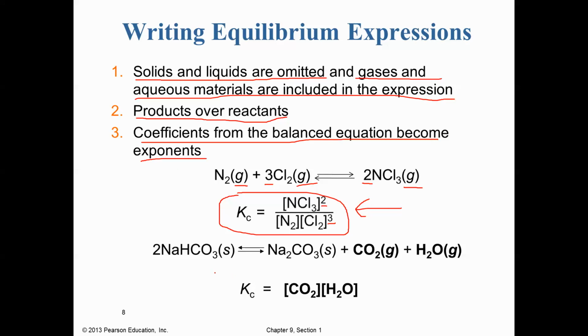And this one right here, we have a solid, solid, gas, gas. So the solids are left out of the expression. Products go over reactants. In this case, all our coefficients are 1, so we don't need to put any exponents in our equation here. And so here's our equilibrium expression for the second reaction. If you follow these 3 steps, you should always get the right equilibrium expression.